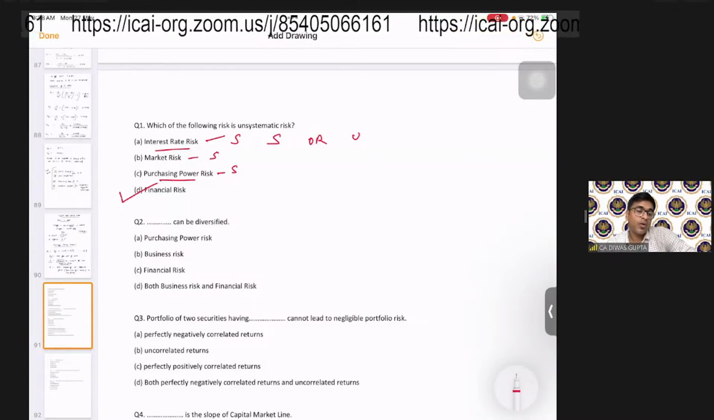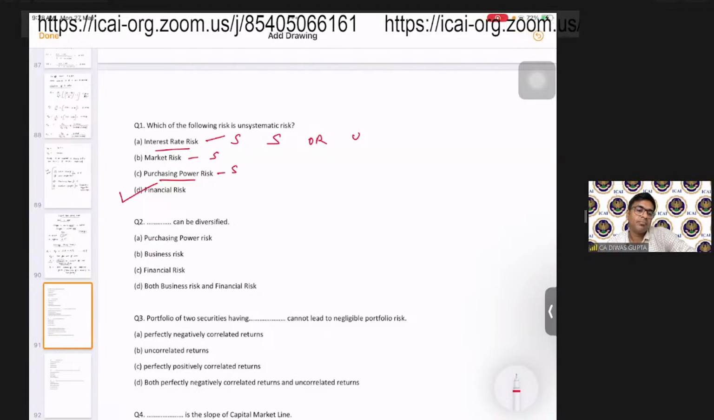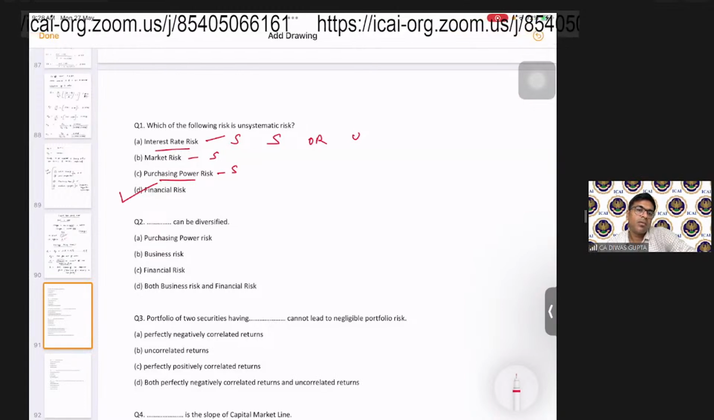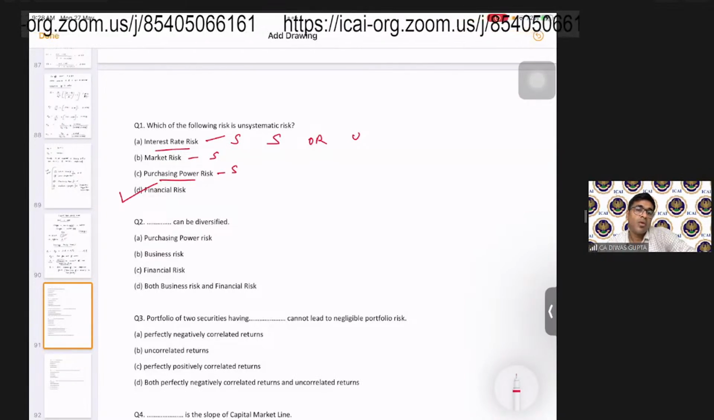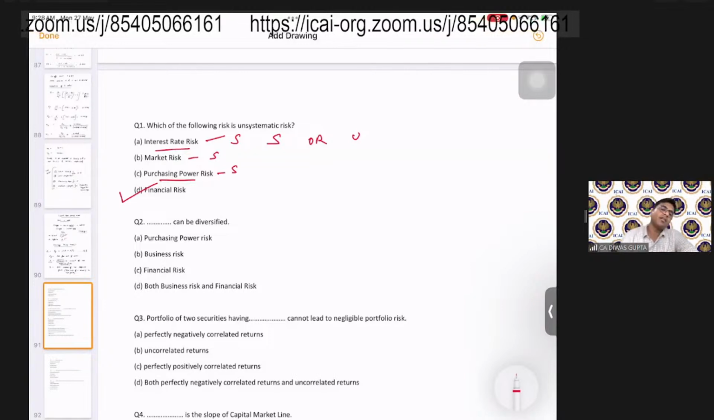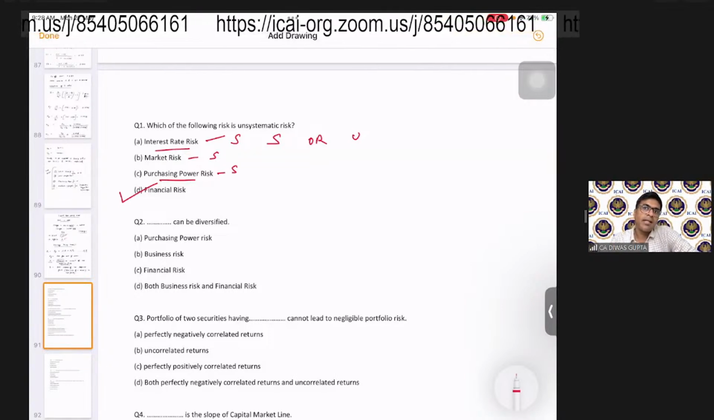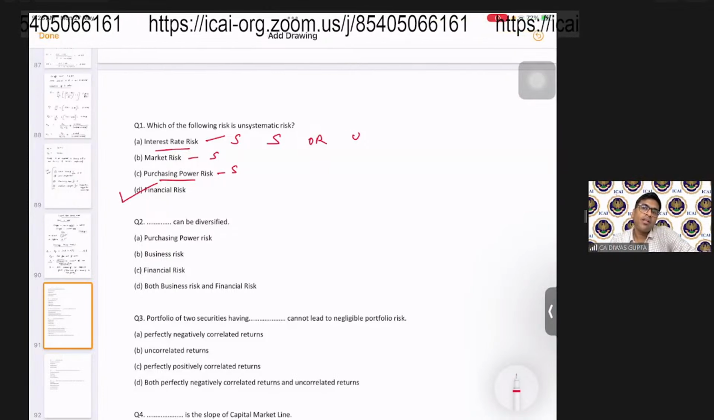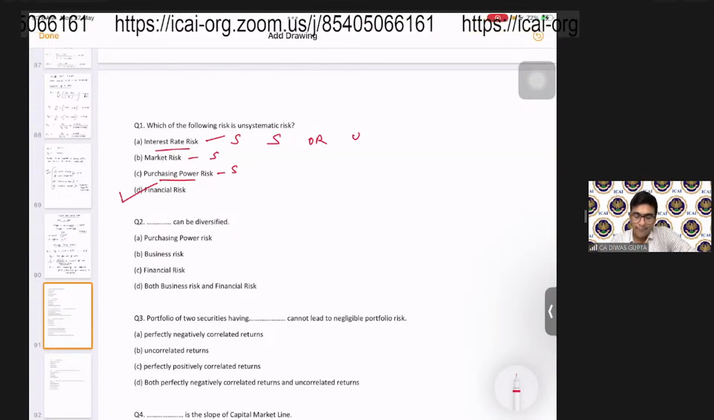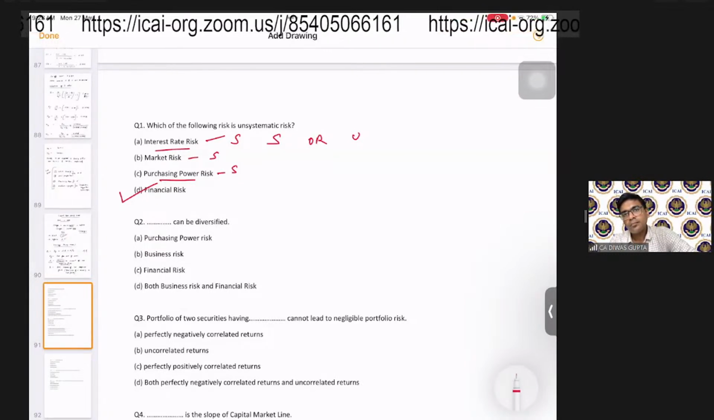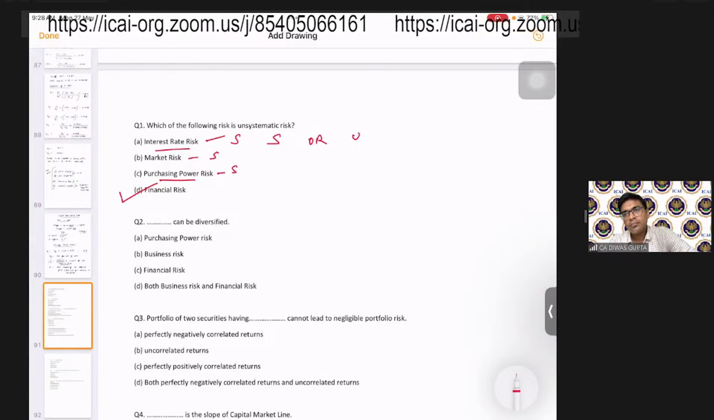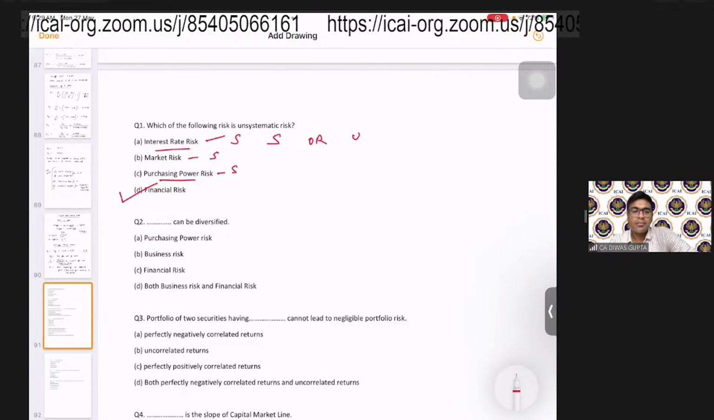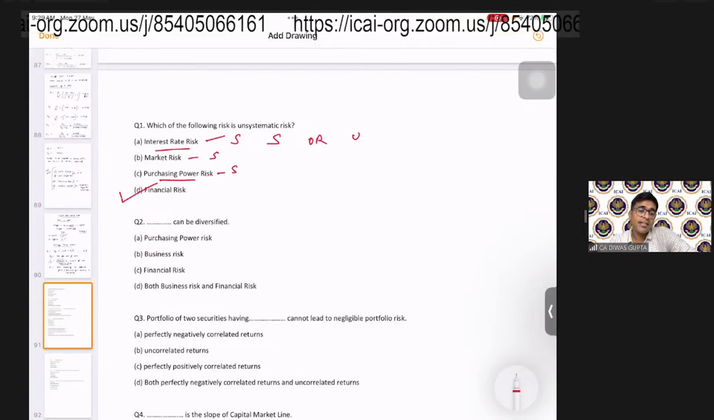Systematic risk can be diversified? No, it's not which is known. Known are both systematic and unsystematic, both of them are known. My question to you is whether you can diversify a systematic risk or whether you can diversify an unsystematic risk. Abrikesh is saying systematic.